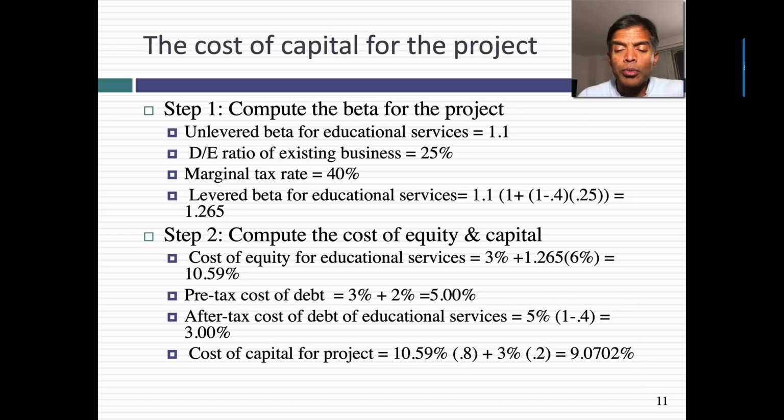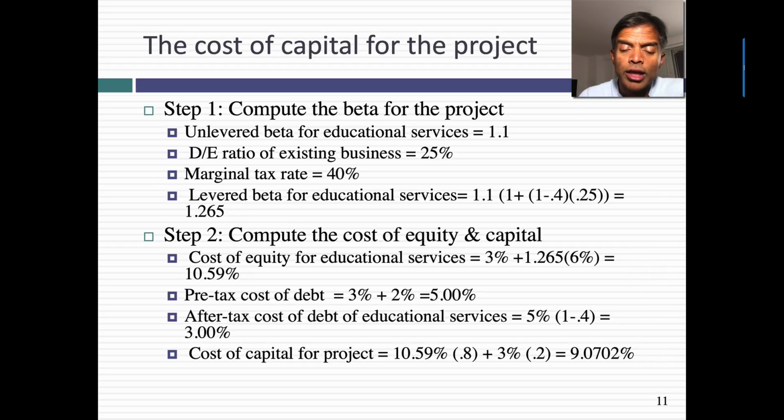To get my cost of equity, I use that beta in conjunction with the risk-free rate and the equity risk premium. I come up with 10.59%. You're given the information for the pre-tax cost of debt: a default spread of 2% over the risk-free rate, so you get 5%. The after-tax cost of debt, with a marginal tax rate of 40%, is 3%.